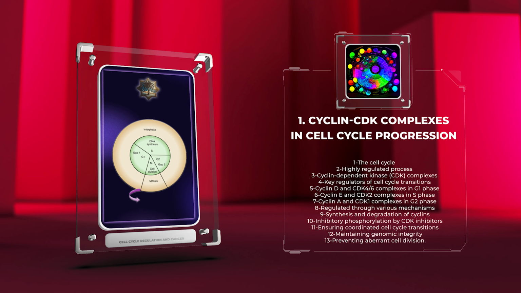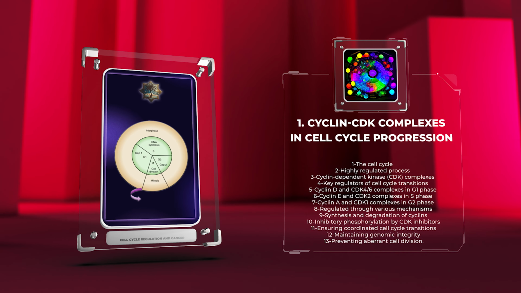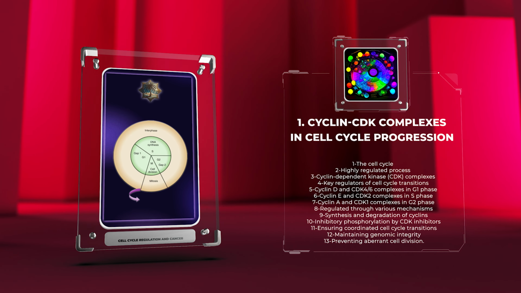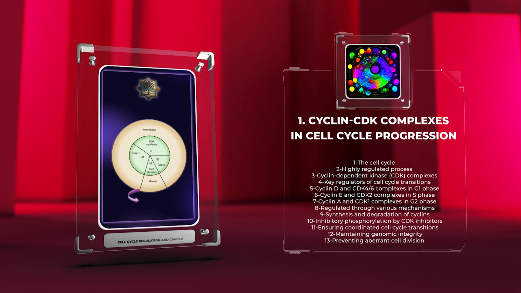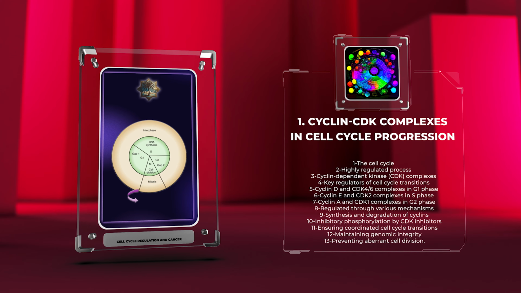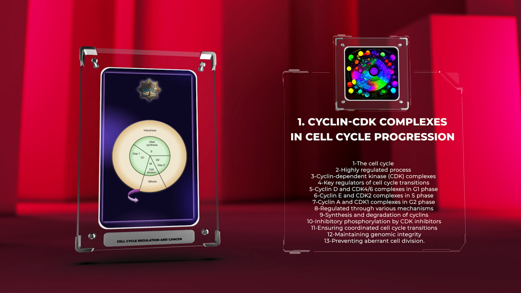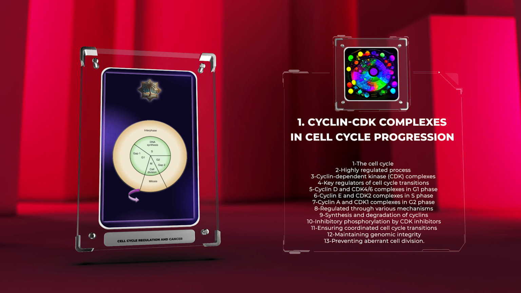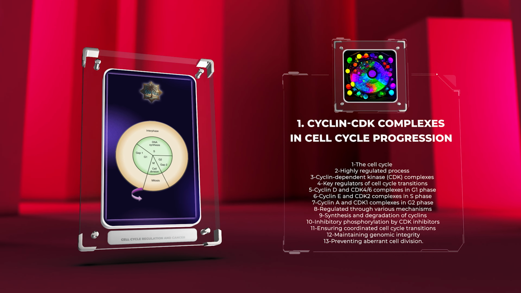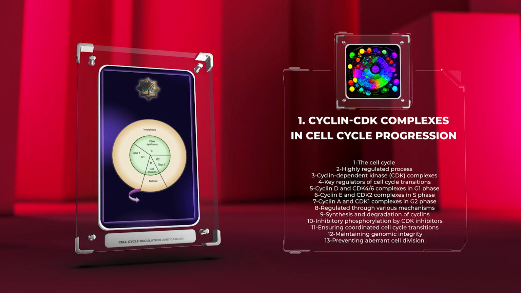Cyclin E and CDK2 complexes, on the other hand, play a crucial role in initiating DNA replication during the S phase. In G2 phase, cyclin A and CDK1 complexes control the progression towards mitosis, ensuring proper chromosomal segregation and cell division. The activity of cyclin-CDK complexes is tightly regulated through various mechanisms, including the timely synthesis and degradation of cyclins, as well as the inhibitory phosphorylation by CDK inhibitors. These regulatory processes ensure that cell cycle transitions occur in a coordinated manner, maintaining genomic integrity and preventing aberrant cell division.